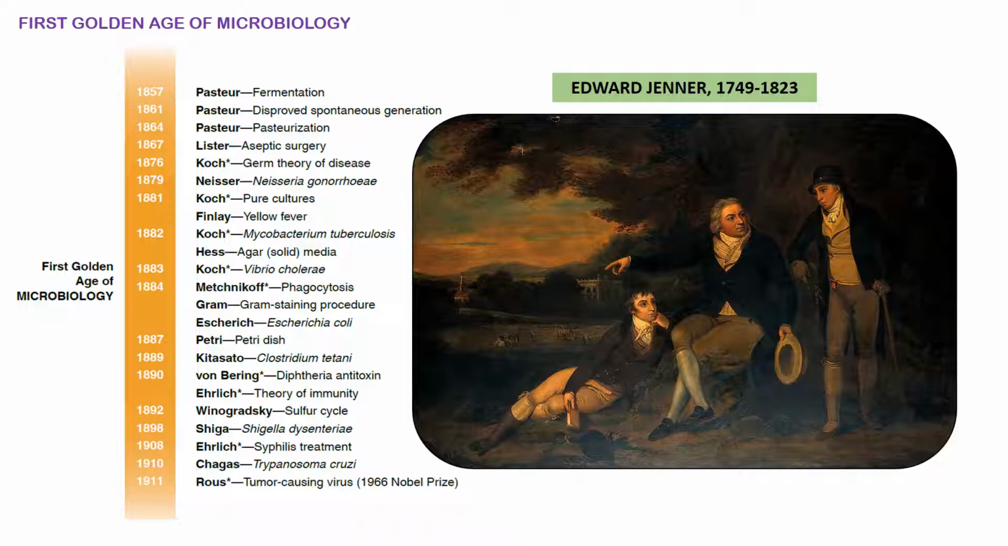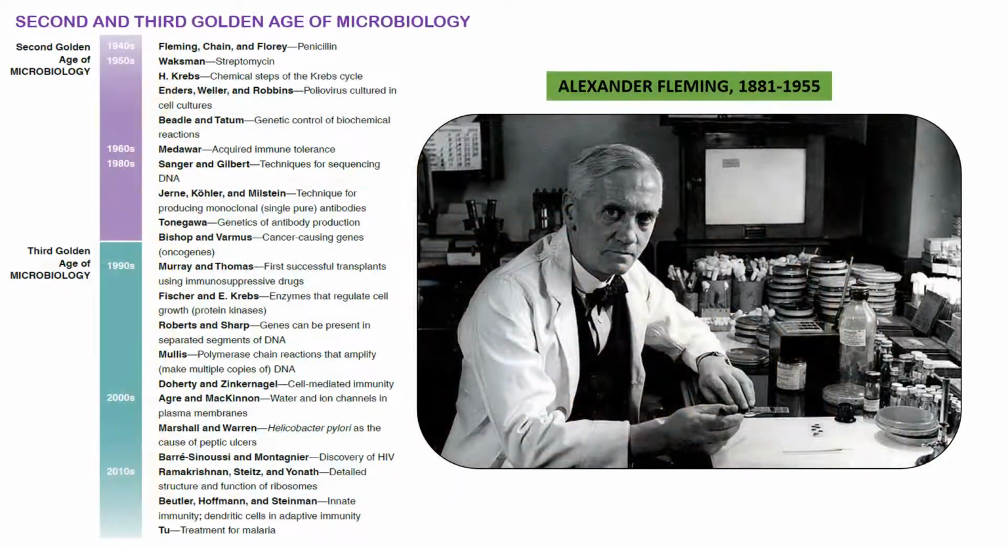Again, a lot of disease-causing microbes were discovered. Then some personalities here were also able to discover the role of microbes in nutrient cycling and immunity. And even a tumor-causing virus was also discovered by Rous. And this won a Nobel Prize. Now in the second golden age, as you can see here, we can see the rise of chemotherapeutic drugs. Now, treatment of disease using chemical substances is called chemotherapy.